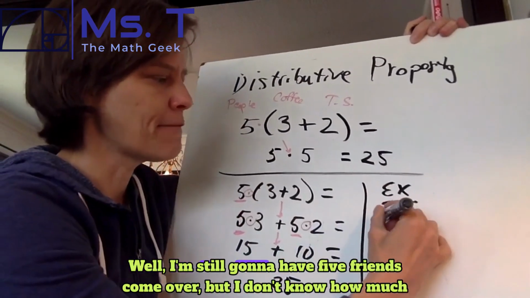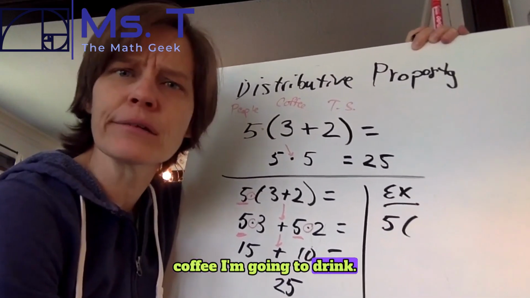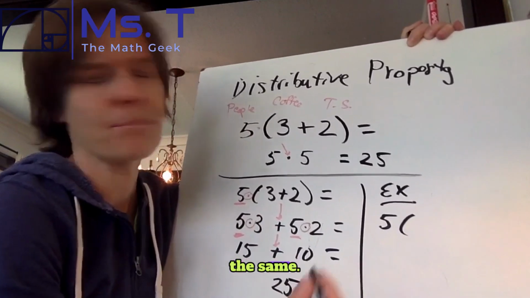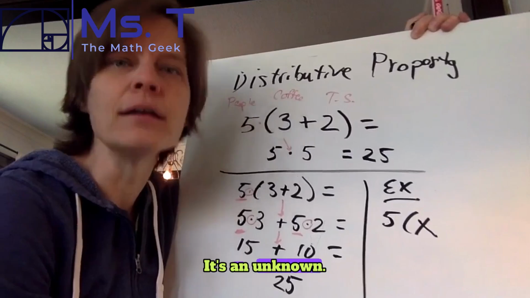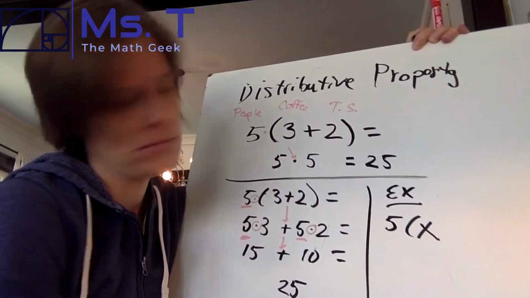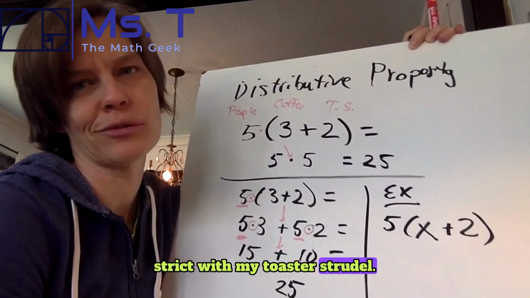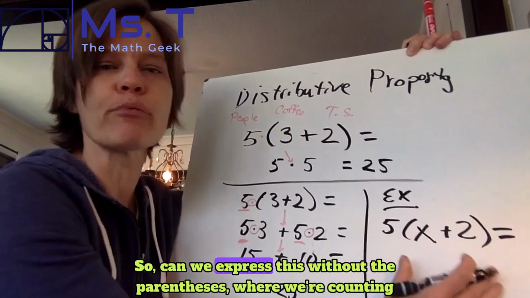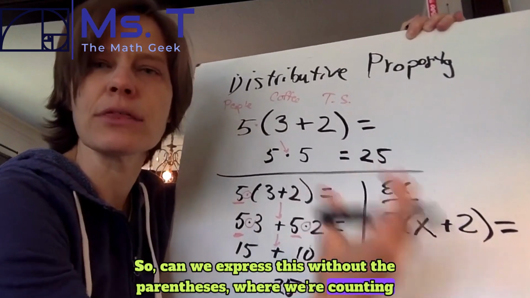Well, I'm still going to have 5 friends come over, but I don't know how much coffee I'm going to drink. I don't know how much coffee any of them are going to drink, but we'll say it's the same. But we're going to give it a variable because we don't know. It's an unknown. But we're still going to each have 2 toaster strudel because I'm kind of strict with my toaster strudel. So, can we express this without the parentheses where we're counting things?